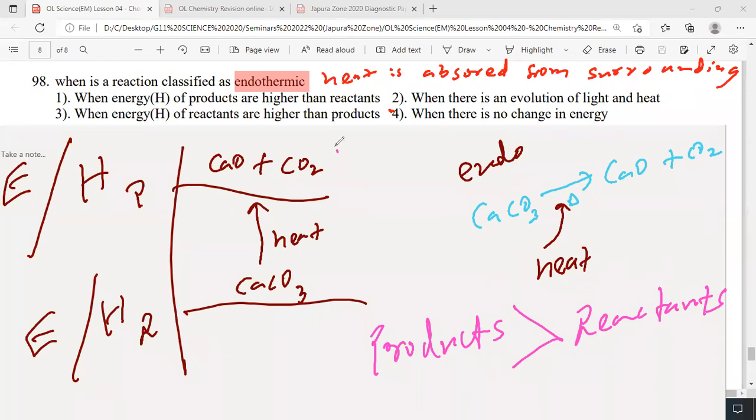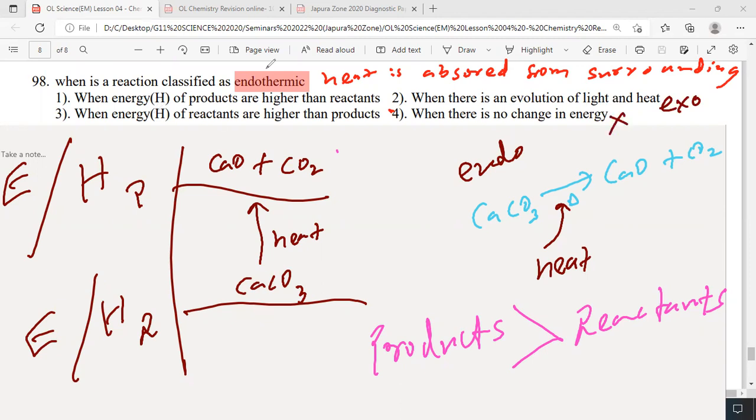So what is the answer now? Can you give me the evolution of heat and light? No, that is in exothermic. When you burn firewood or when you burn LP gas in the kitchen, that is exothermic. Heat is lost, evolving of heat and light, exothermic. Lighting up a candle, heat is released to the surrounding. When you burn firewood, a fire releases heat to the surrounding. That is exothermic. No change of energy, that is completely wrong.